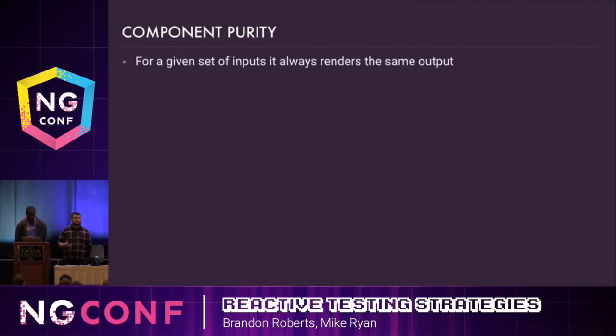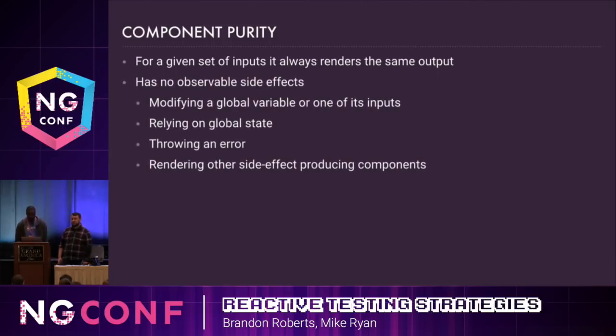And what are the ways that we can verify that a component always renders consistently? Well, we can make sure it has no side effects. That means making sure that the component, again, is not modifying or reading from a global variable. It's not going to change any of its inputs. It is a bad component if it is modifying the inputs that it has been passed. It shouldn't throw an error as a result of rendering the component. And lastly, it should not render any other components that are going to have side effects within them.